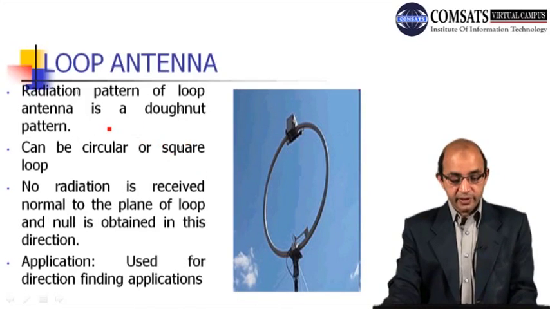Radiation pattern of the loop antenna is a different pattern, it can be a circular or square loop. So we can have a square loop also. Here a circular loop is shown. It is received normal to the plane of the loop, and null is obtained in other directions.